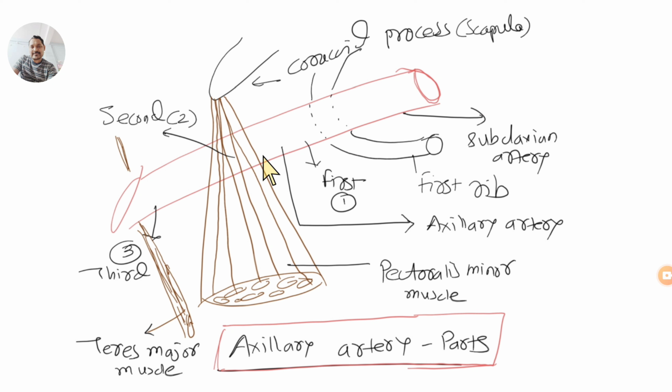Then it is called the axillary artery. It changes its name here at the outer border of the first rib. Then it courses beneath the pectoralis minor, which divides this artery into three parts.